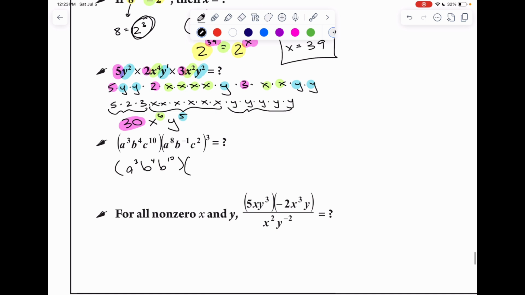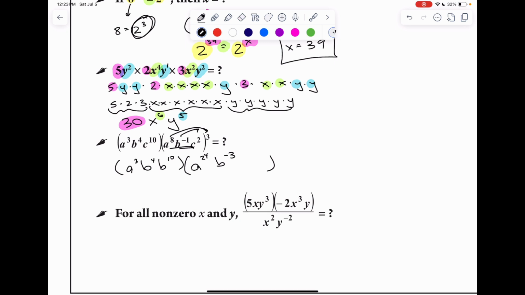So remember, when I raise an exponent to another exponent, this is a monomial, so I raise each one to the 3rd power. So 8 raised to the 3rd, we multiply, we get a to the 24. B is negative 1 raised to the 3rd power. Negative 1 times 3 is negative 3. Again, that exponent rule makes it nice and easy. And again, c's to the 2nd raised to the 3rd. We multiply those exponential numbers and we get c to the 6th.